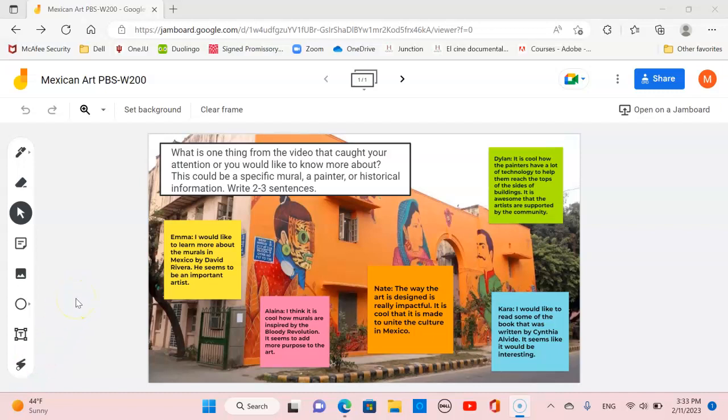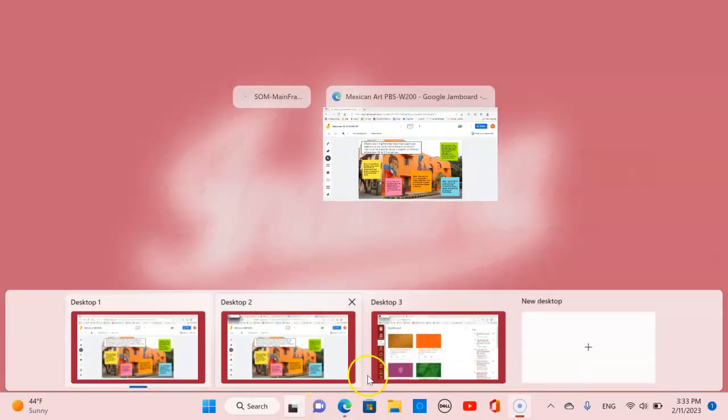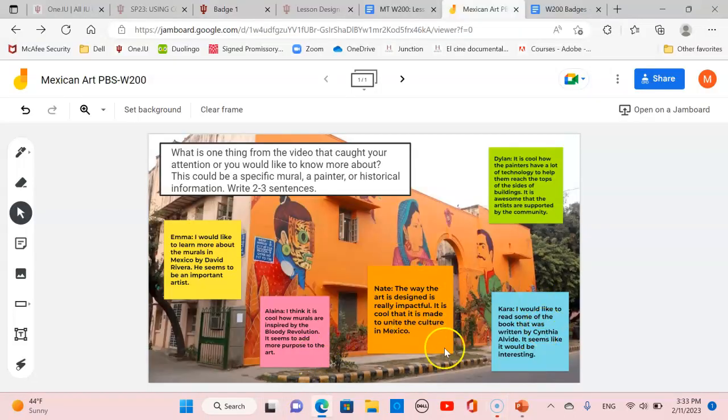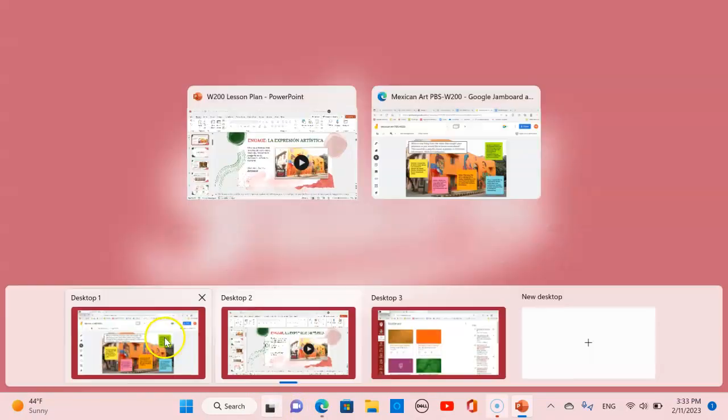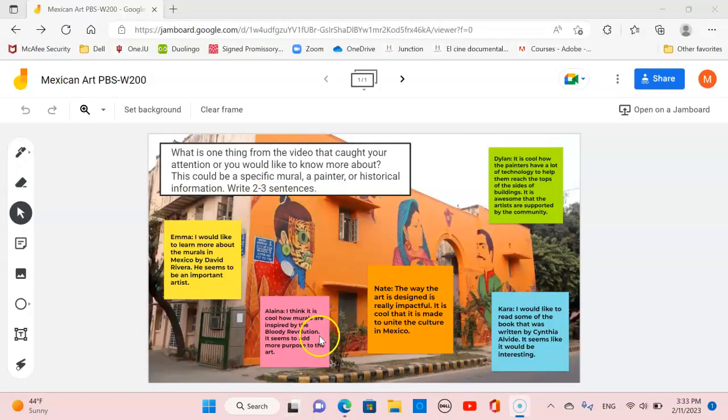Okay, so this Jamboard was made to assist with my lesson design project. Here I have a slide where students are supposed to watch the first 3 minutes of the video, and then they're supposed to go to the Jamboard and add their name and answer a question. It's linked here. But anyways, we've got the Jamboard pulled up over here.